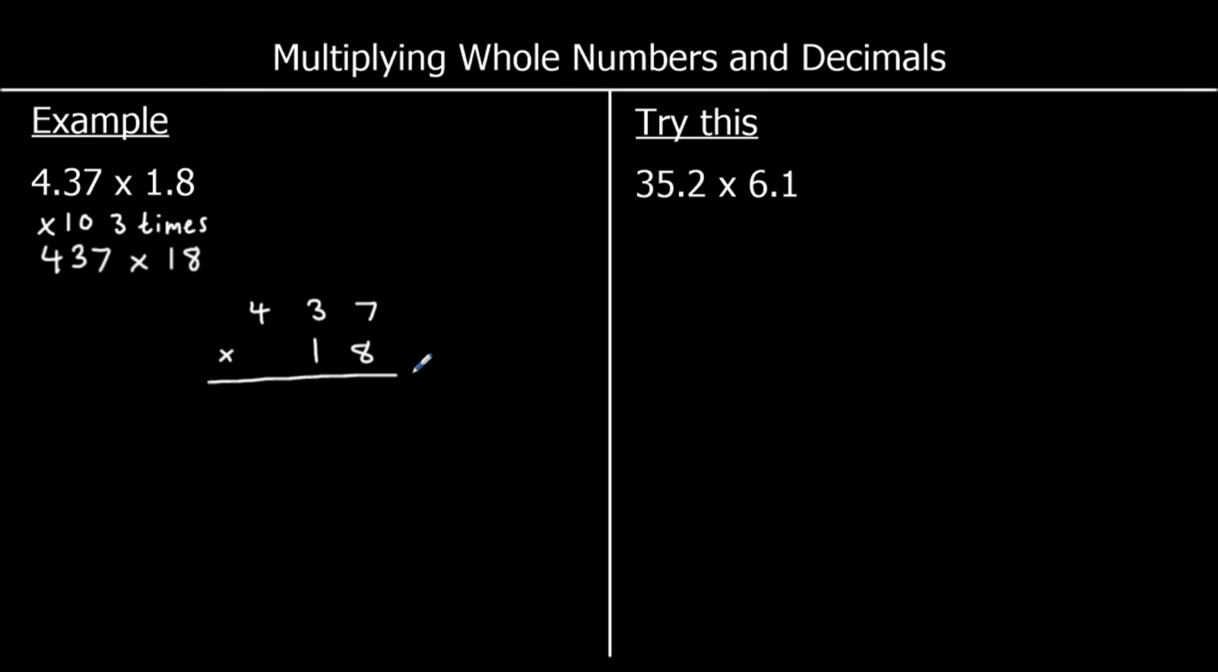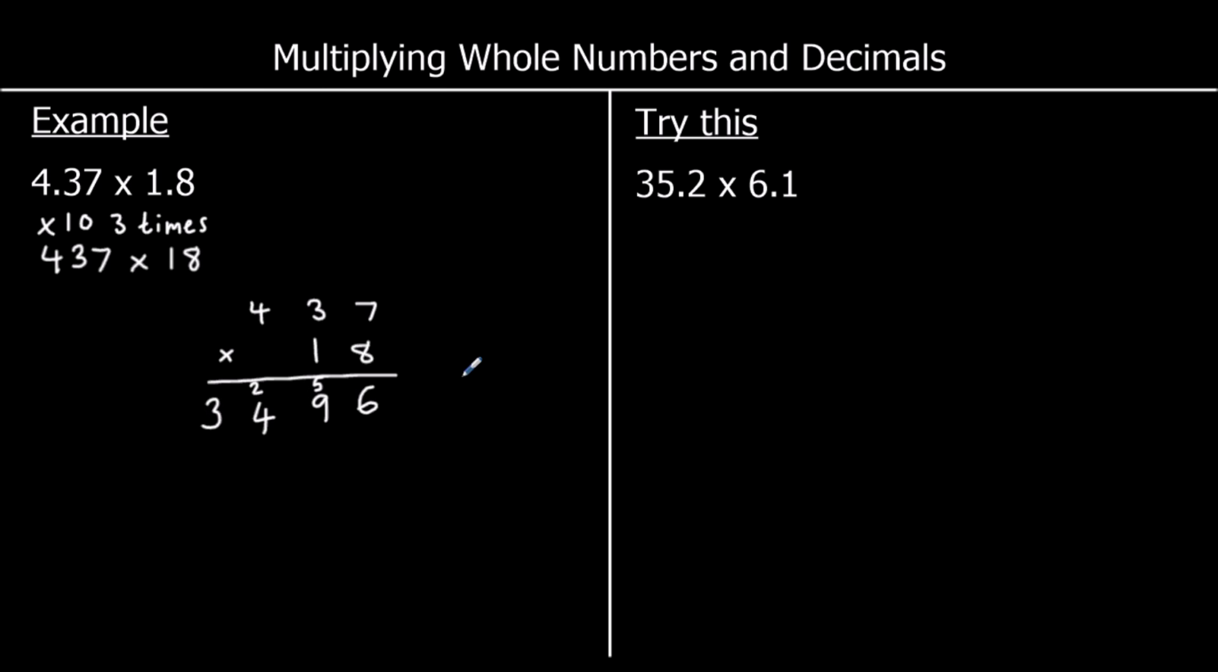8 sevens are 56. So 6 goes in the ones, and I carry 5 over into the tens. In the tens, I've got 8 times 3, which is 24, plus the 5, 29. So keep 9 in the tens, 2 carries over into the hundreds, and in the hundreds, I've got 8 fours, which is 32, plus the 2, 34. So I carry over 3. There's nothing else in the thousands, so it's going to be 3,000.